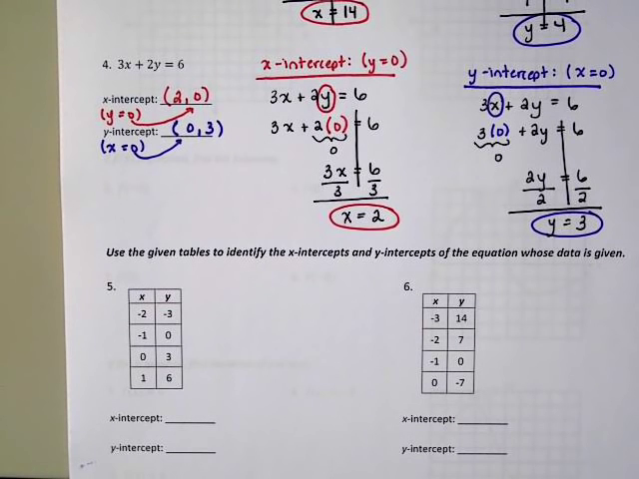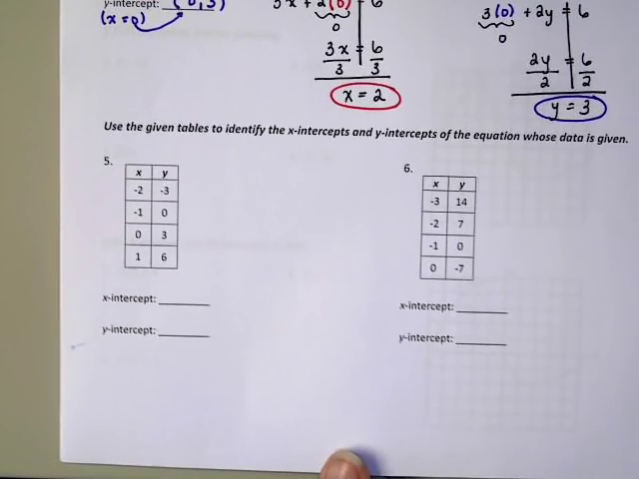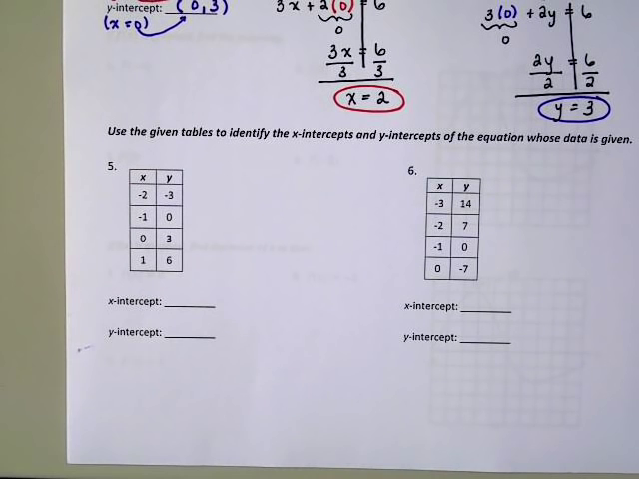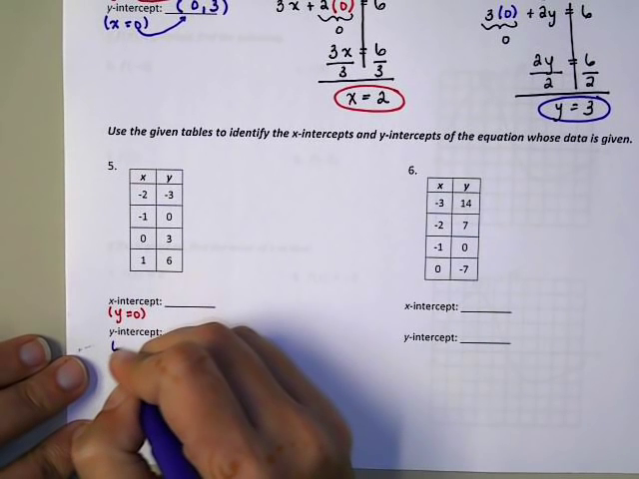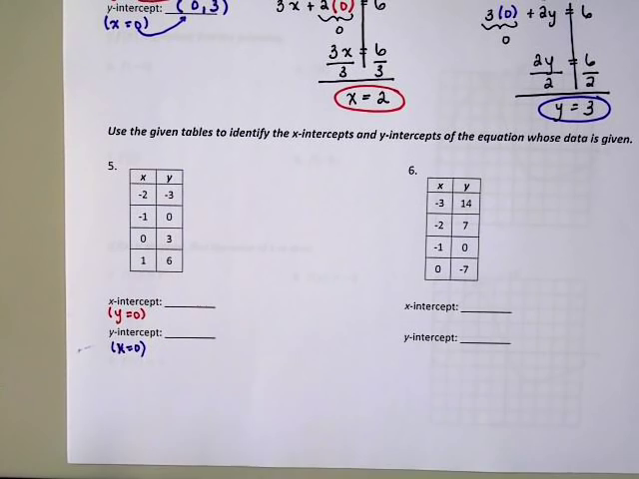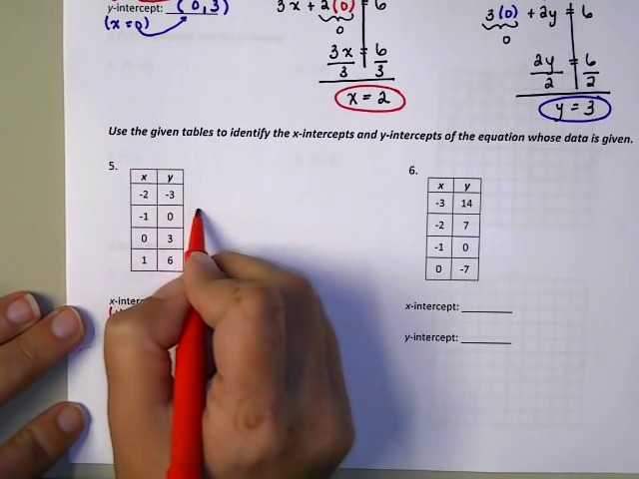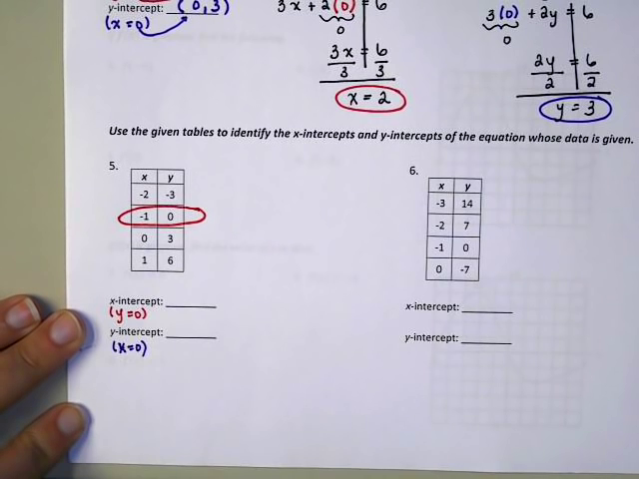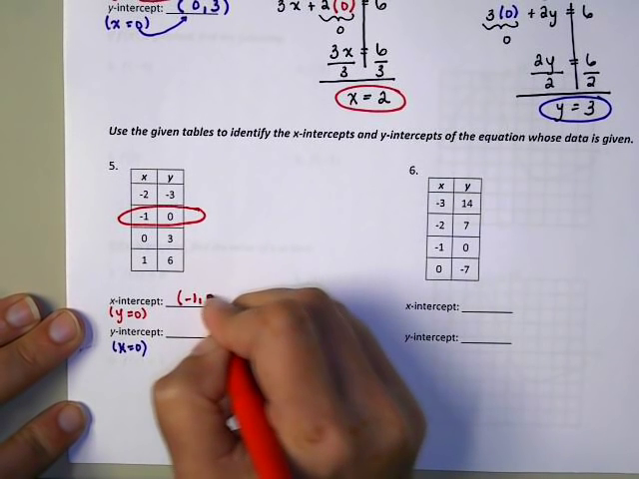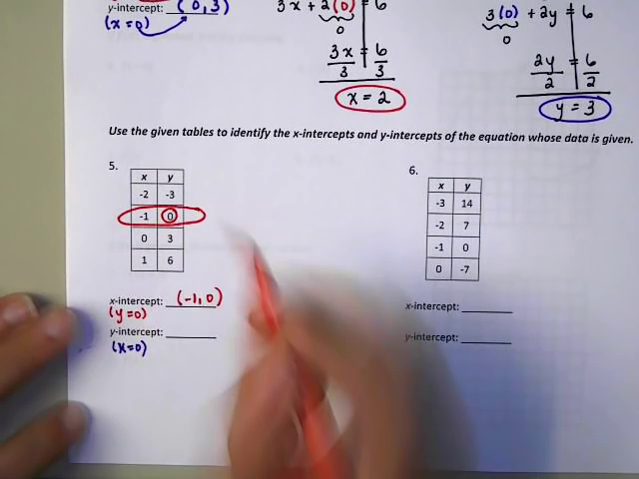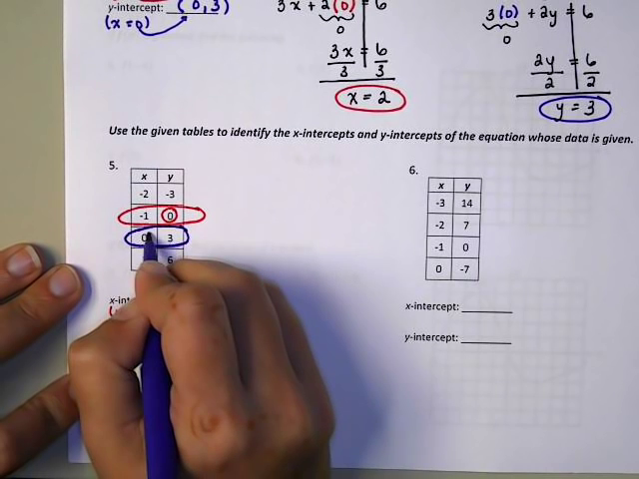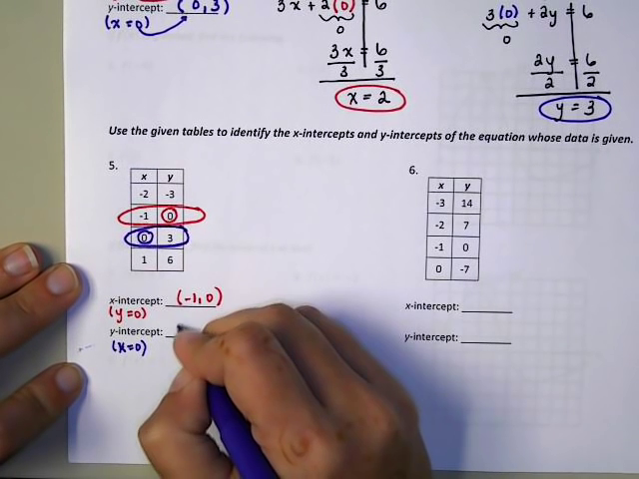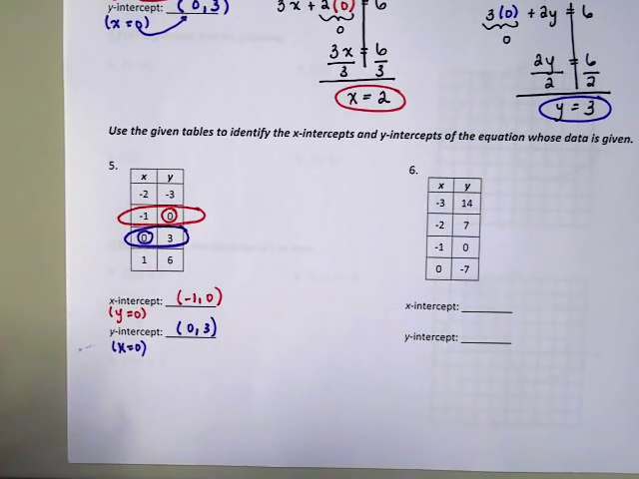The last way we might be asked to find an x and a y-intercept is by looking at a table of values. So we need to remember that the x-intercept is the place where y is 0, and the y-intercept is the place where x is 0. In the table, y is 0 with this ordered pair. So my x-intercept would be -1, 0 because of this 0 right here. The place in the table where x is 0 would be here because the x value is 0. So my y-intercept would be 0, 3.